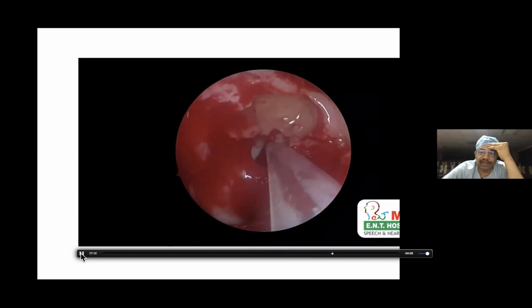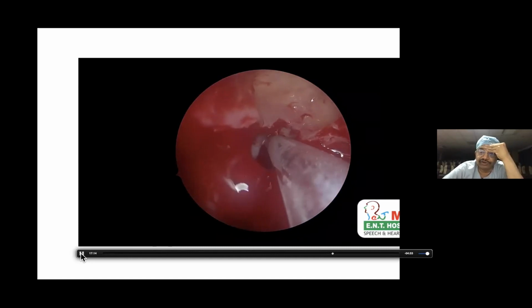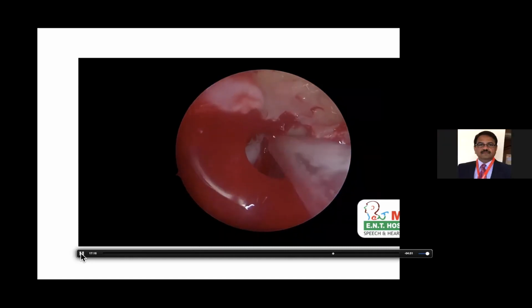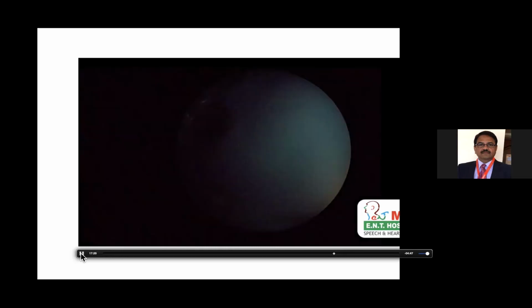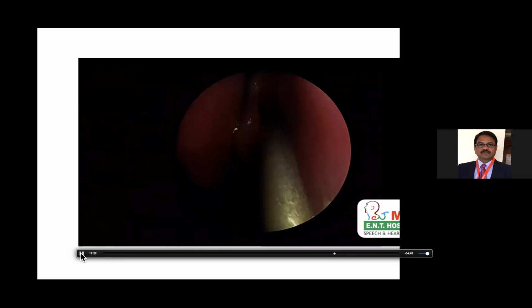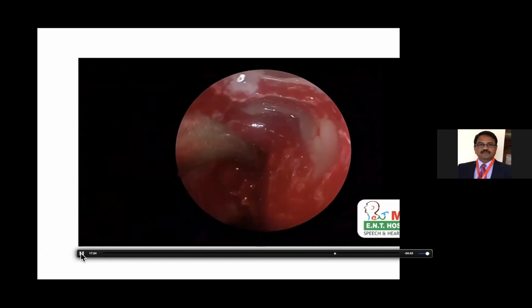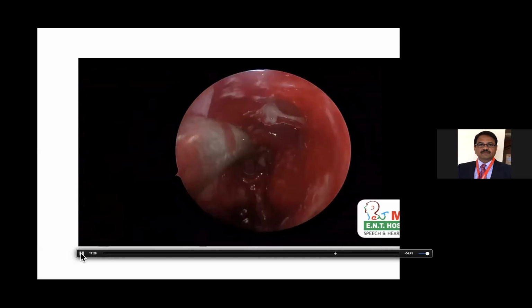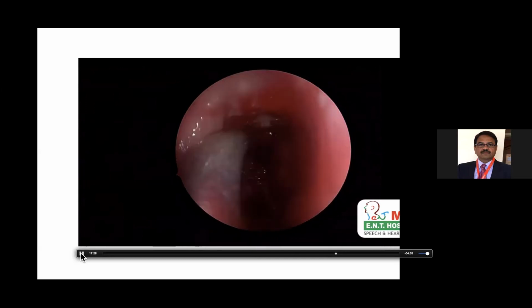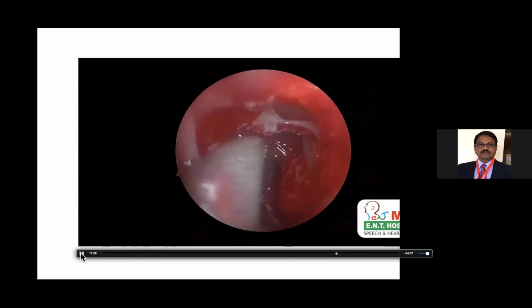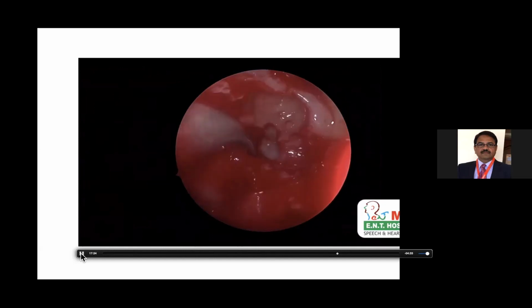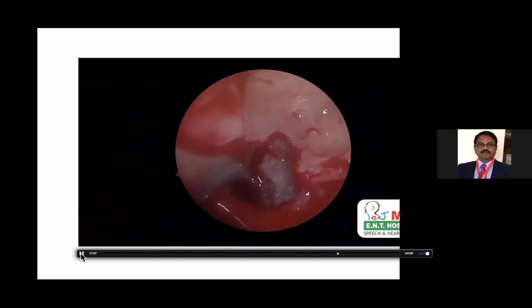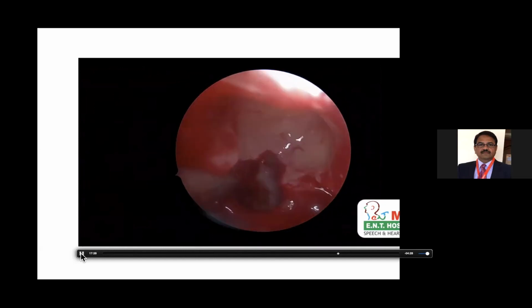I'm collecting the material for culture. There are some purulent secretions you can see there in the sphenoid sinus. This is also a point to be noted, how the secretion is being collected using a suction tip and a sterile syringe. This is fantastic.